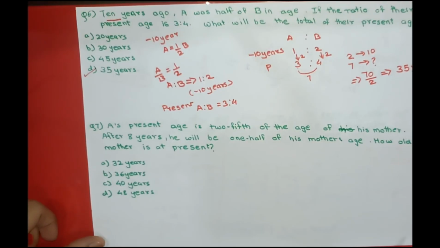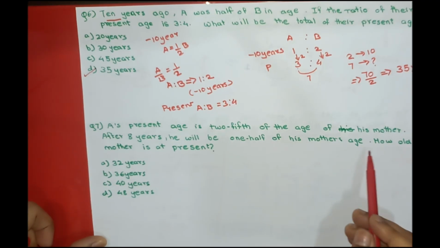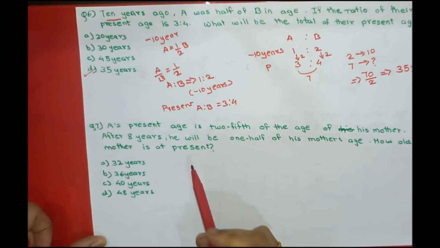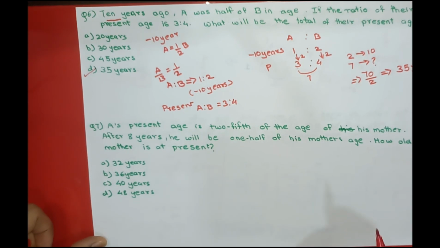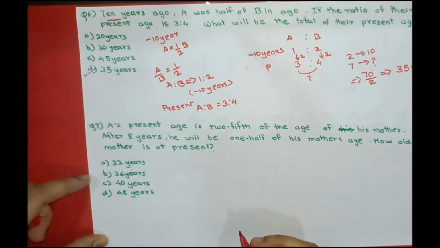A's present age is 2/5 of the age of his mother. After 8 years, he will be 1/2 of his mother's age. How old is the mother at present? Now you should pause this video right here and try to solve this question on your own, and then you can come back and check what's the correct answer. Now if you have tried solving it, let's solve it together.